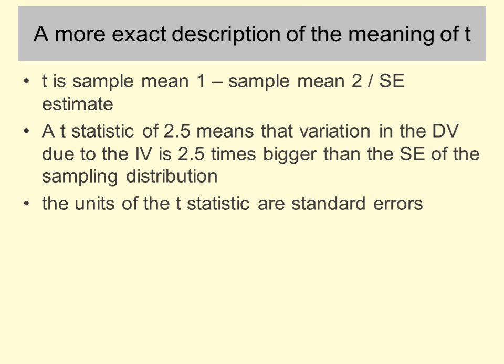Okay, let's have a more exact description of the meaning of t. t is sample mean 1 minus sample mean 2 divided by the standard error estimate. So a t statistic of 2.5 means that variation in the dependent variable due to the independent variable is 2.5 times bigger than the standard error of the sampling distribution. And as I said on the last slide, the units of the t statistic are standard errors.